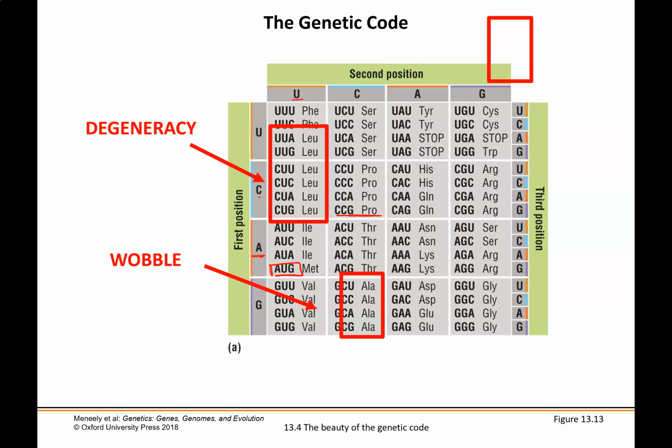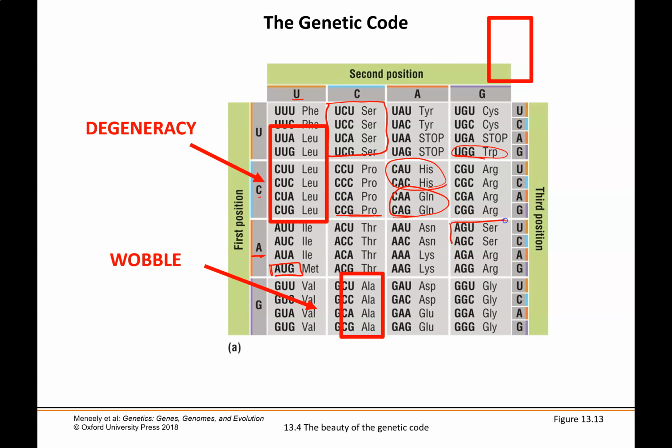We see degeneracy in all of these except for methionine and tryptophan. Each of those are only coded by 1 sequence. Most of them are coded by 3 or 4. You can see in, for example, serine, there are 4, proline 4, etc. Some are only coded by 2 sequences. You don't have to memorize those. You just need to be able to use this chart if asked.